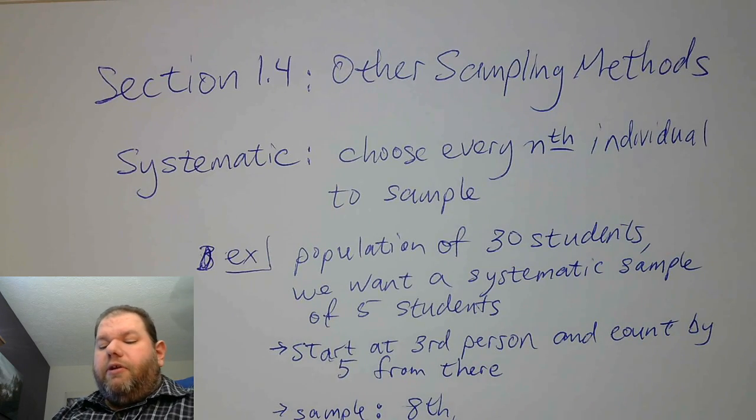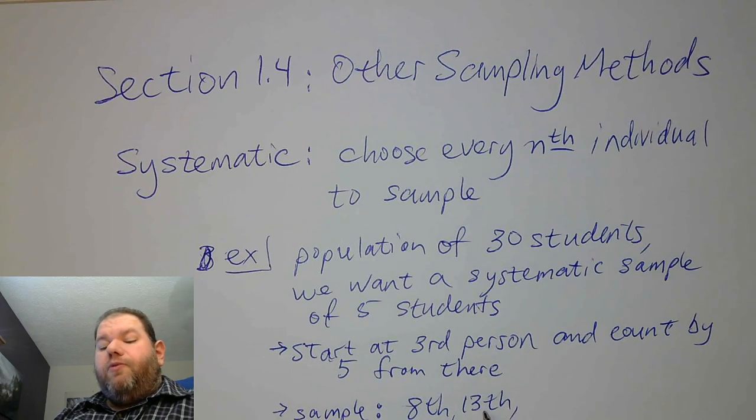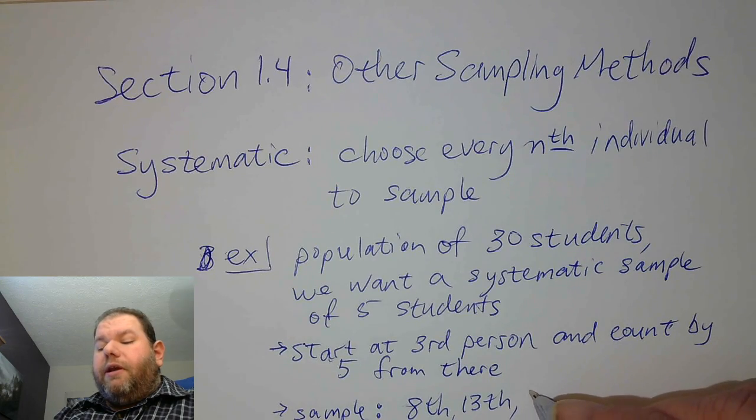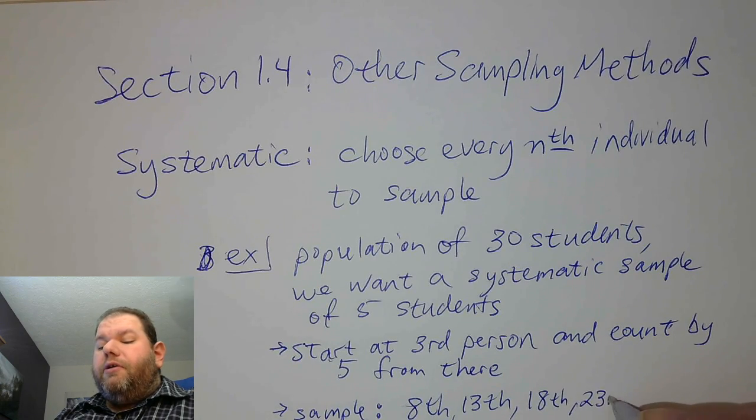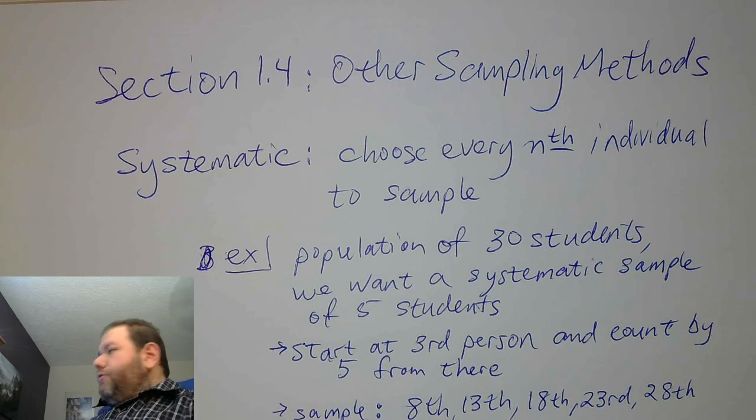So here, 3 plus 5, 8th person, add 5 more, we would get the 13th person, add 5 more, we would get to the 18th person, 5 more from there, we get to the 23rd, and 5 more from there, we get to the 28th person. So that would be our 5 people that we would use for our sample, and we achieve that through a systematic approach.